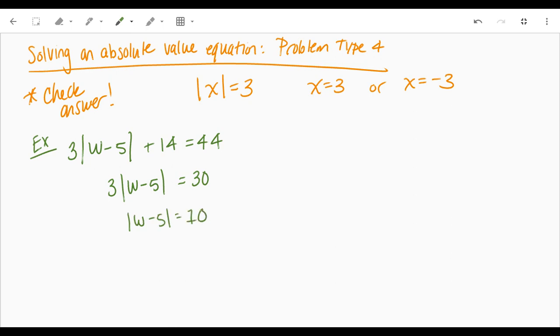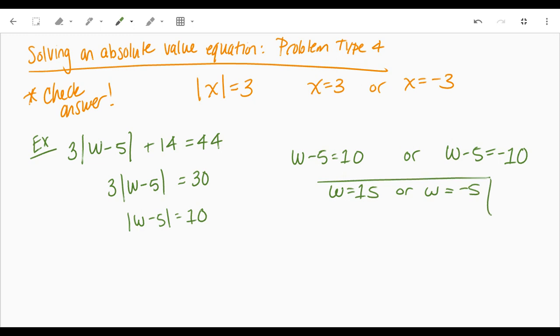So the absolute value of w minus 5 equals 10. So that means w minus 5 could equal 10, or w minus 5 could equal negative 10, which means w could equal 15, or w could equal, if I add 5 to negative 10, I'll get negative 5. Okay, and then just check your answers.